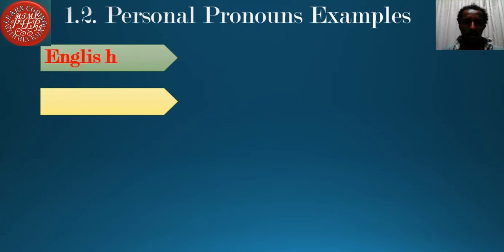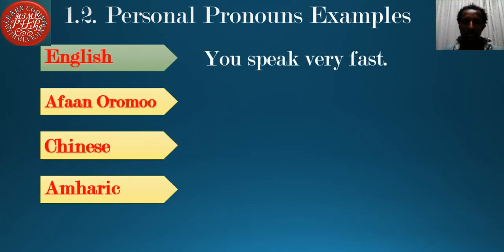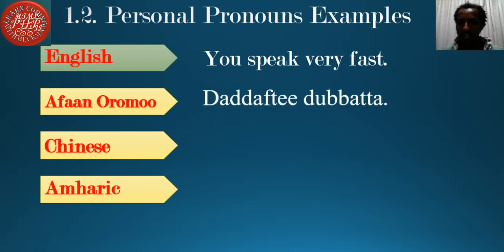Let's go. Here, in this example, we will see by using you. You speak very fast will be in the form of the dafte dubata. The dafte means very fast. The dafte dubata means speak, say something like that.